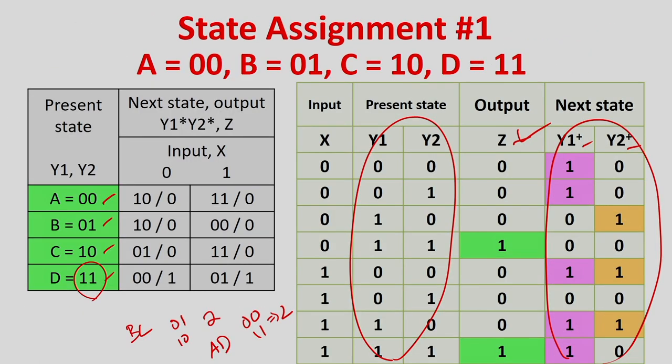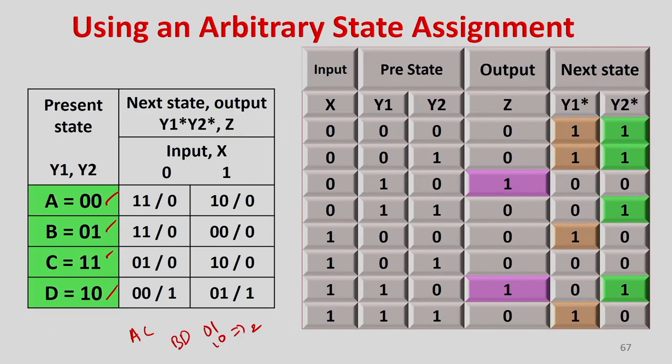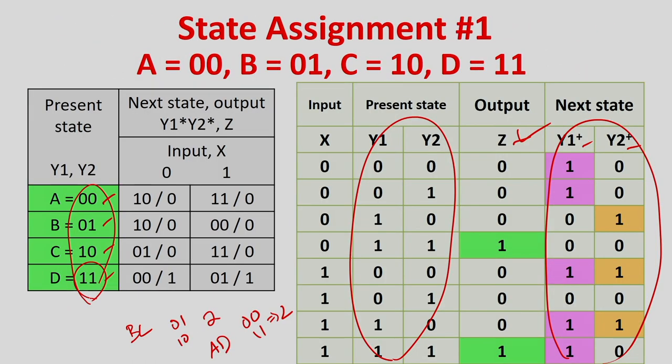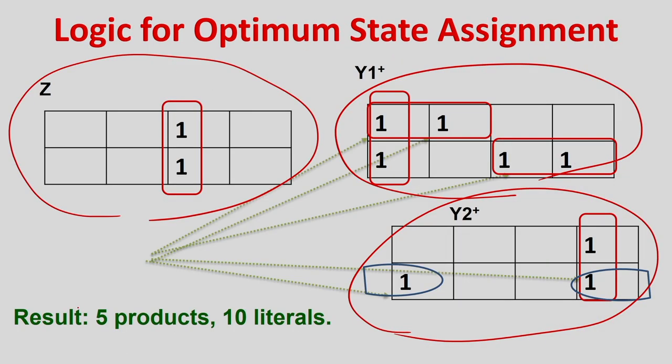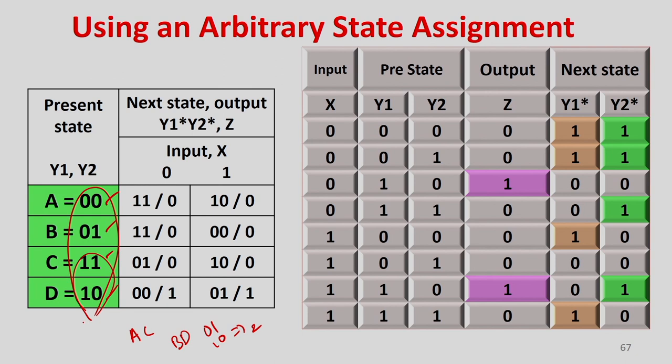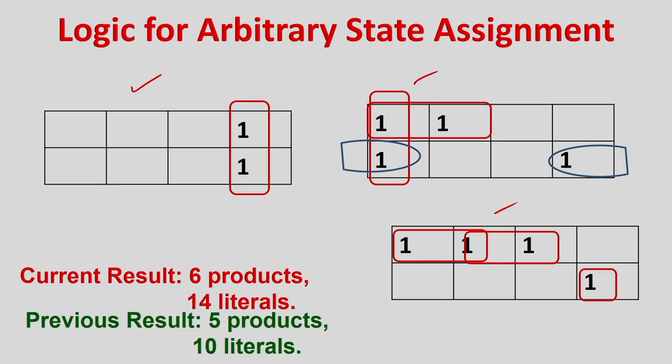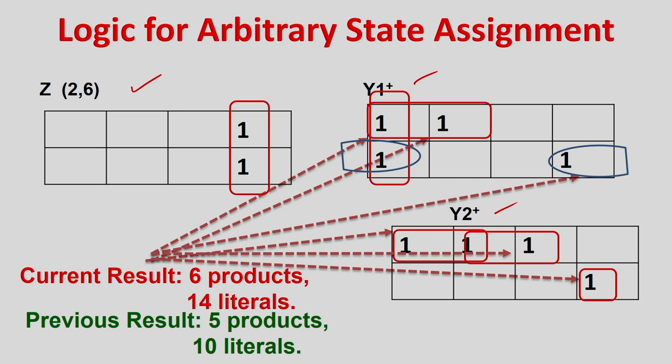If you look at this encoding, it is 00, 01, 10 and 11, and this other encoding is 00, 01, 11 and 10. So this is a different encoding. Any arbitrary encoding, not designed based on the rules, will result in bigger circuits, with 6 product terms and 14 literals. If you design based on the rules, then you get a good encoding. Because of this, it results in a bigger circuit compared to the earlier one.